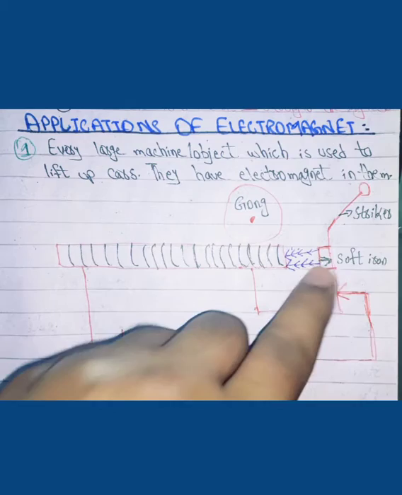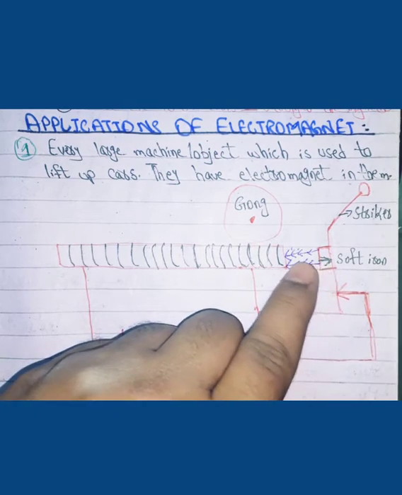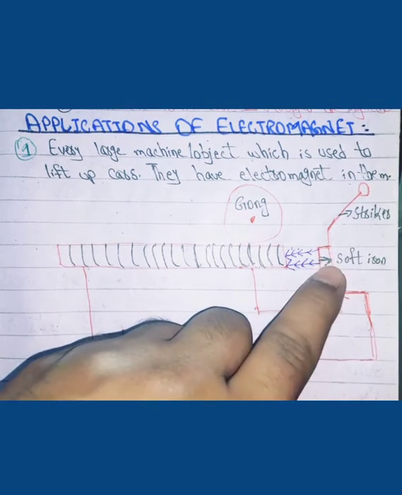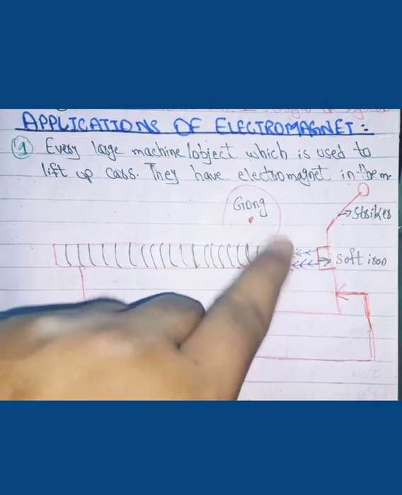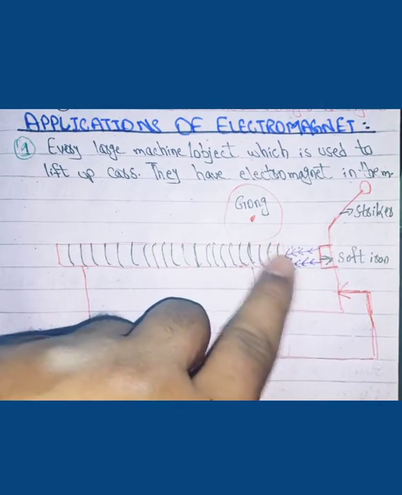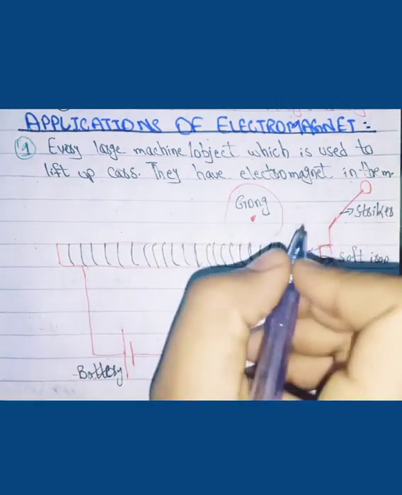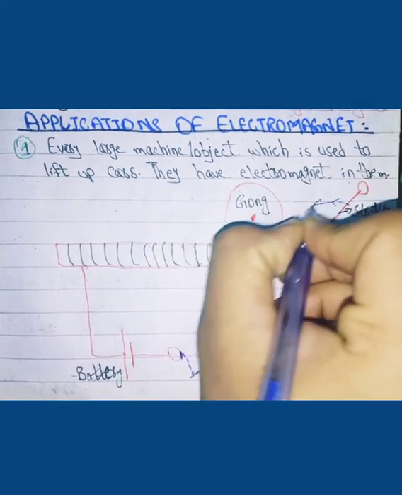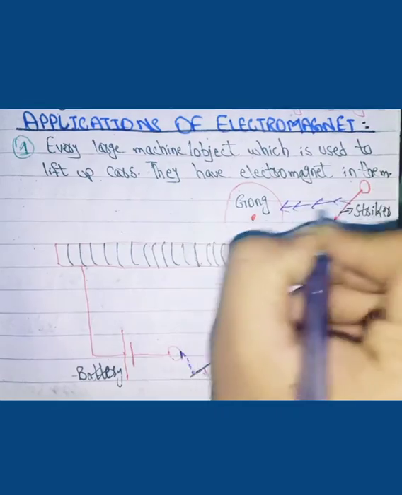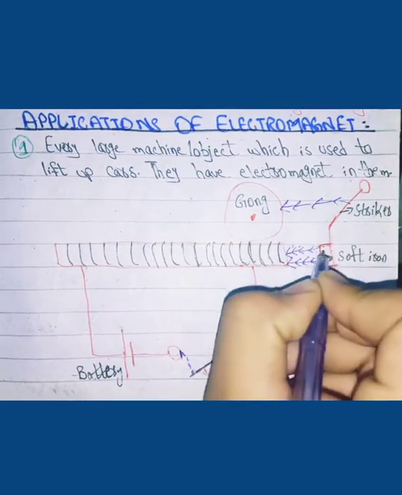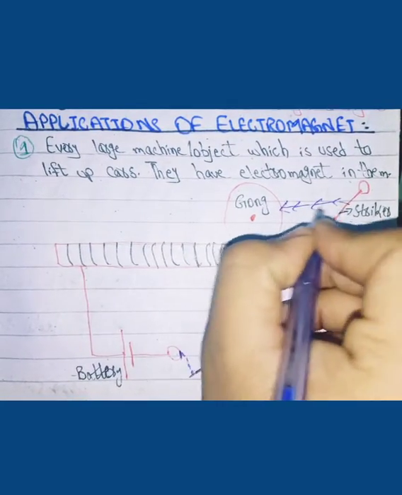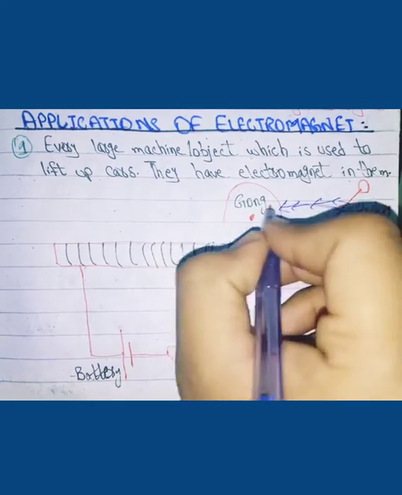So when the soft iron travels to this electromagnet, the striker strikes the gong. It gets here, and the striker then strikes the gong.